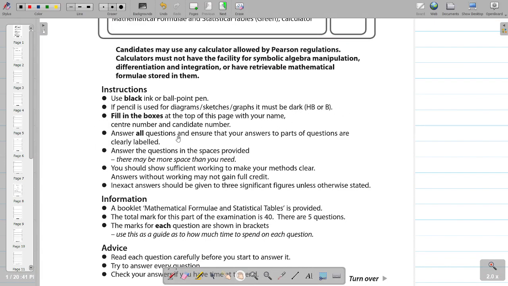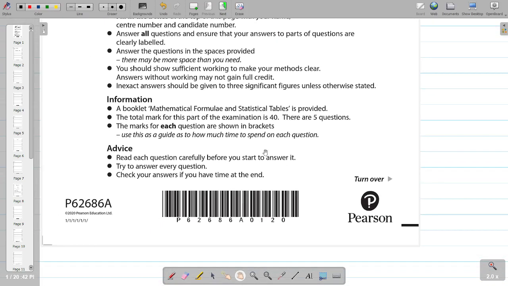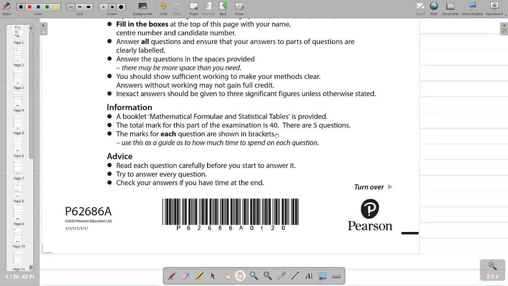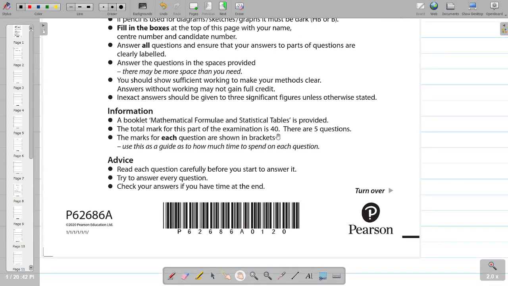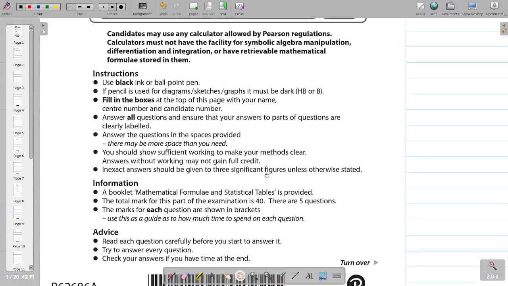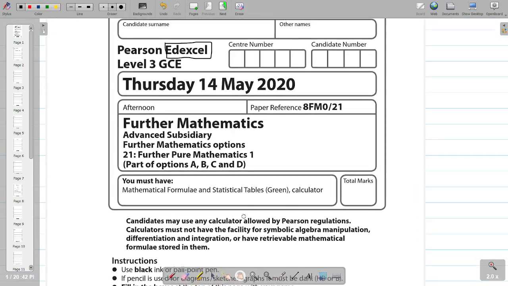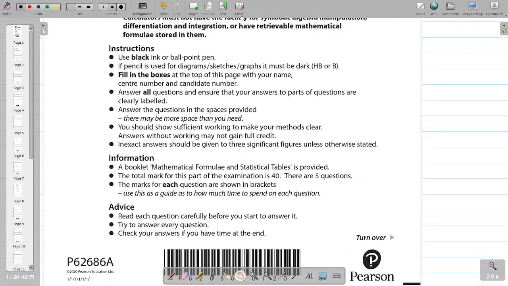Nope. Answer all questions. Okay. Answer the questions in the space provided. There may be more space than you need. Yep. You should show sufficient working. We'll check the answers later. Inexact answers should be given to 3 significant figures unless otherwise stated. Information. The total mark for this part of the examination is 40. There are 5 questions, so we might actually need less time than we thought.